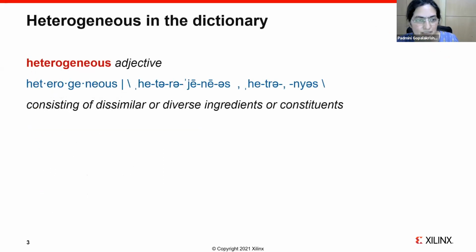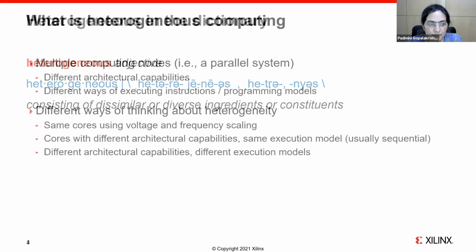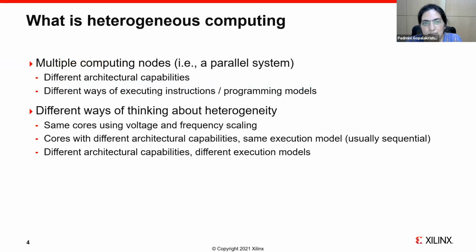So if you look up the word heterogeneous in the dictionary, basically what it means is something that consists of dissimilar or diverse ingredients or constituents. Okay. So now with regard to computing, what does it mean? So when we talk about a heterogeneous computing system, basically this is something which consists of multiple computing nodes. So that is where the heterogeneity or the diversity comes. Right? And this is because there are multiple computing nodes. This is basically inherently a parallel system. And that is one thing to keep in mind.